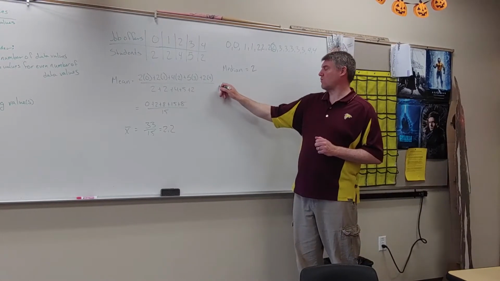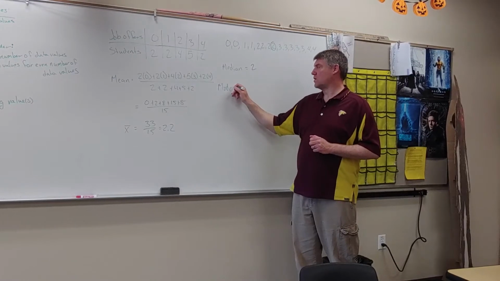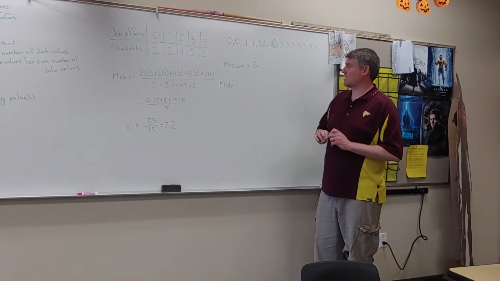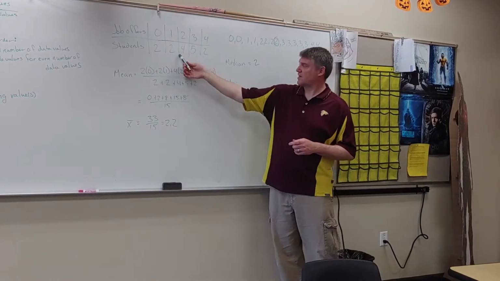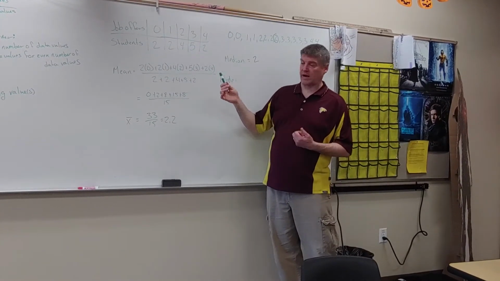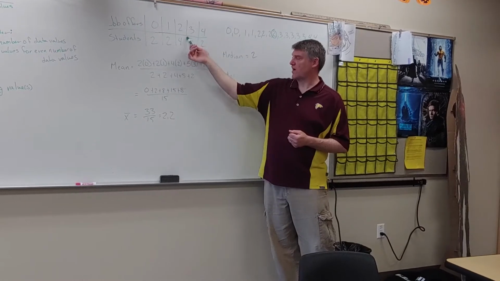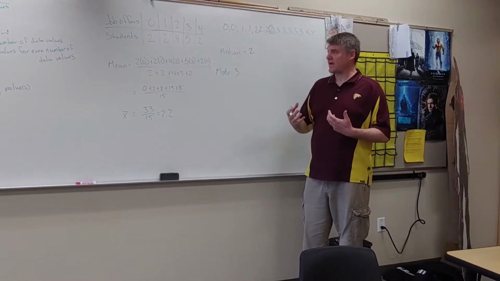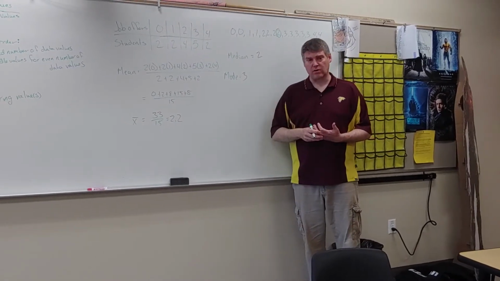Now we look here and we look at mode. Mode is our most common. So if we look here, this is a nice table to show us our mode right away. We know that since there's 5 students here, our mode is 3. So that gives us our mean, median, and mode.